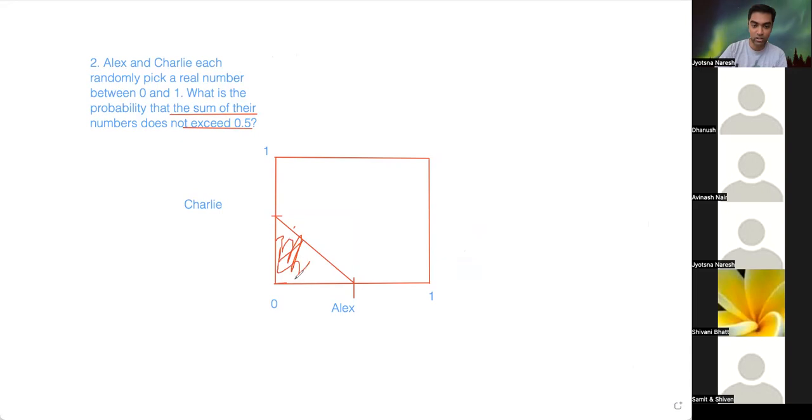So this triangle corresponds to points where if you add up Alex and Charlie's values, it would be less than 0.5. So we saw that at this point, they equal 0.5. We saw at this point, they equal 0.5. And if you look at any point in between, so Alex is 0.1, Charlie would be 0.4. Alex is 0.25, Charlie would be 0.25, and so on. Okay, so now what fraction of the area of the whole square is covered by this triangle?